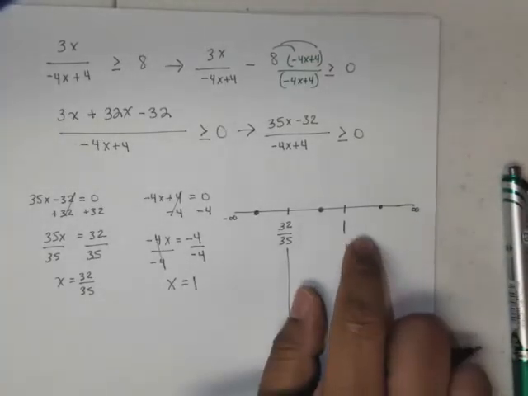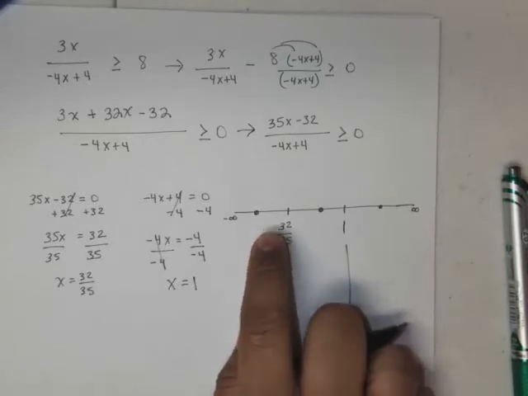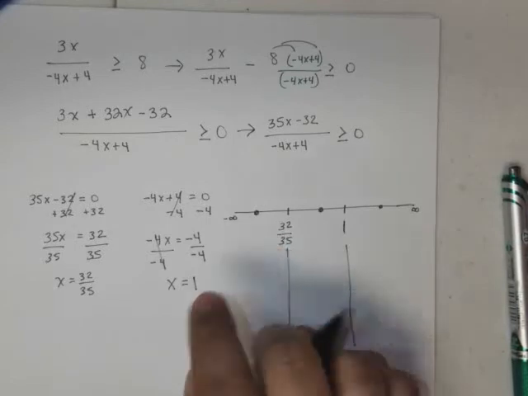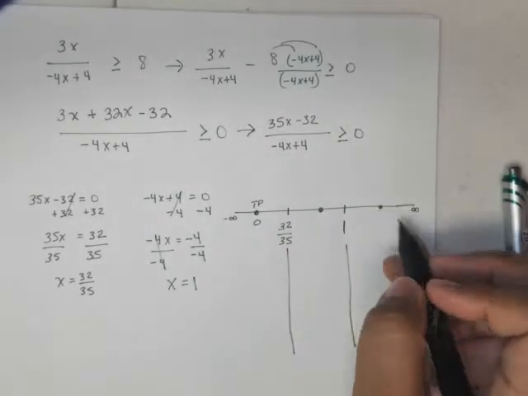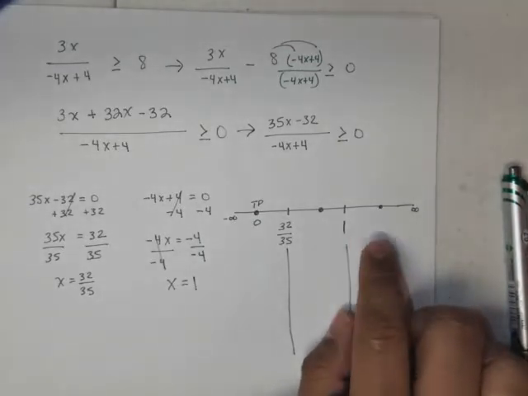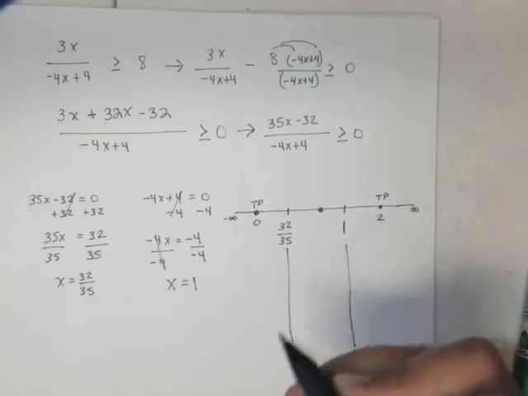We need something, let's say, before 32 35ths. Well, this, of course, is a number less than 1. So we can pick something less than that. 0 is a good one. So there's a good test point, 0. Now we need something after 1 as a good test point. So let's pick 2. So there's another good test point.